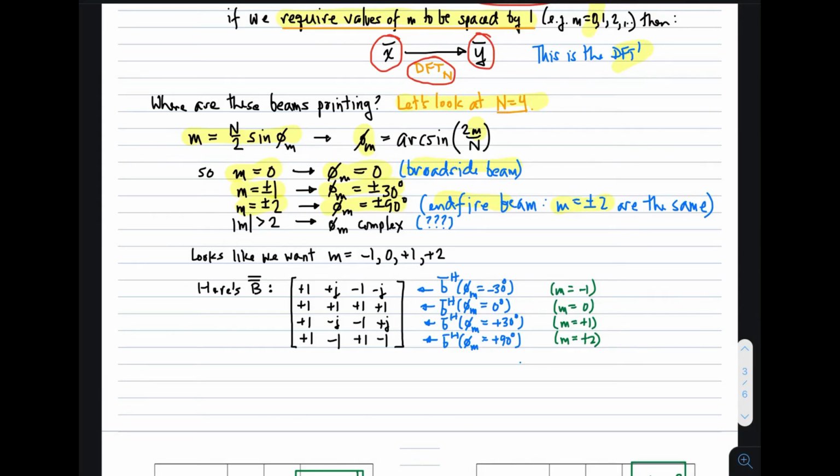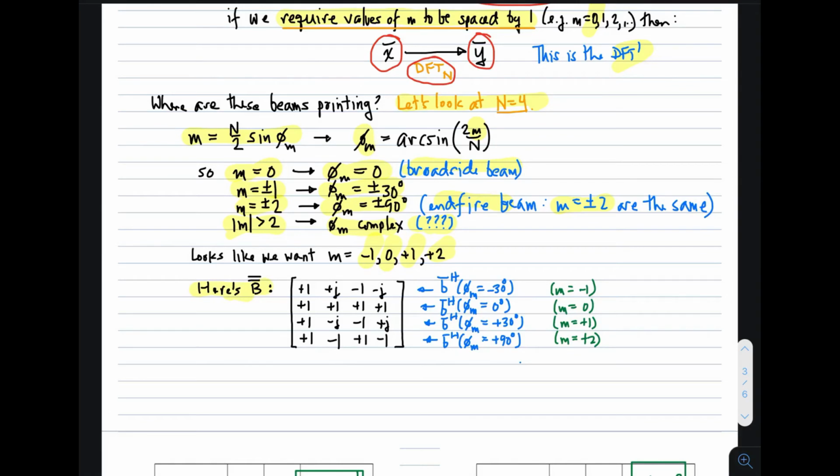So the two beams, those corresponding to m equals plus or minus 2, are in fact the same beam. For any value of m greater than 2, we see here that phi sub m is going to be complex valued. Now clearly that raises a whole bunch of questions, but we're not going to address those here. We will simply conclude that the values of m that we want are minus 1, 0, plus 1, and then either minus 2 or plus 2, and we'll choose plus 2 just to make an arbitrary choice. So those are our 4 basis beams based on the DFT.